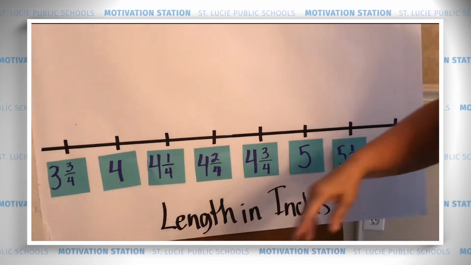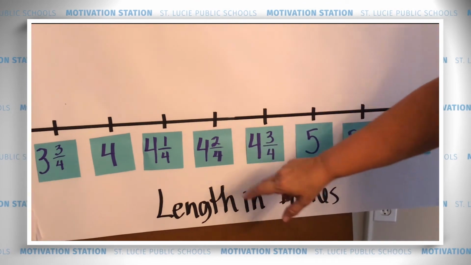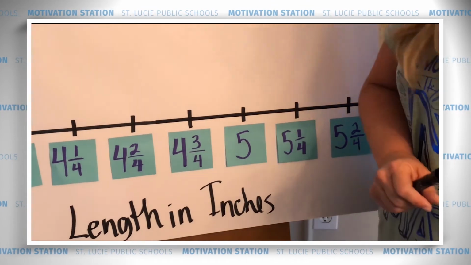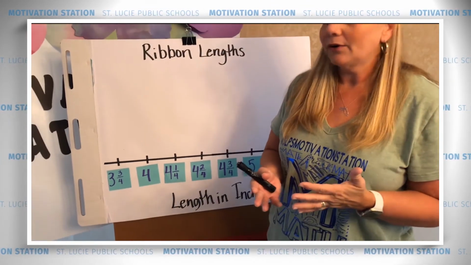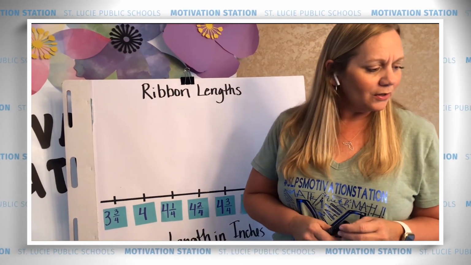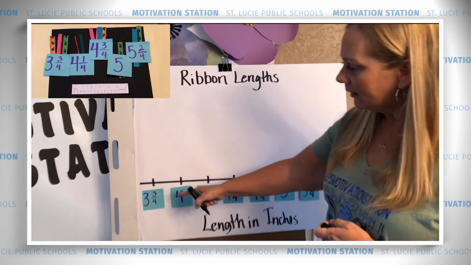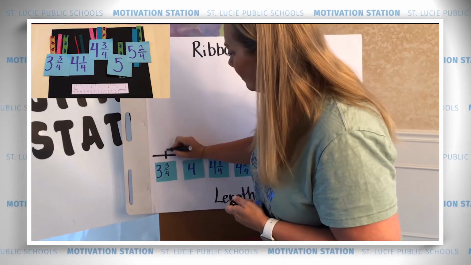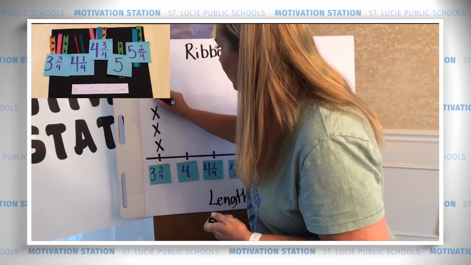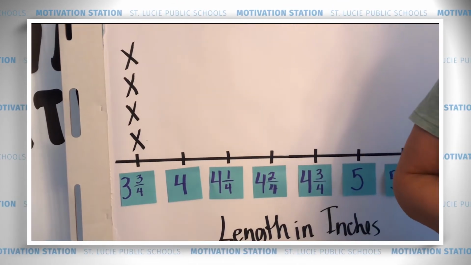So as a quick review, we started with 3 3/4, then went to whole number 4, 4 1/4, 4 2/4, 4 3/4, 5 whole, 5 1/4, and 5 2/4. So now the line plot graph, we put X's on to represent the data that we already collected. And if you look at the picture on the screen, there were 4 ribbons in the 3 3/4 grouping. So I'm going to put 4 X's above 3 3/4. 1, 2, 3, 4. So that tells me that I have 4 pieces of ribbon at 3 3/4 inches.